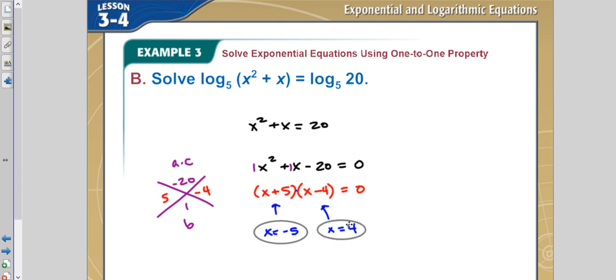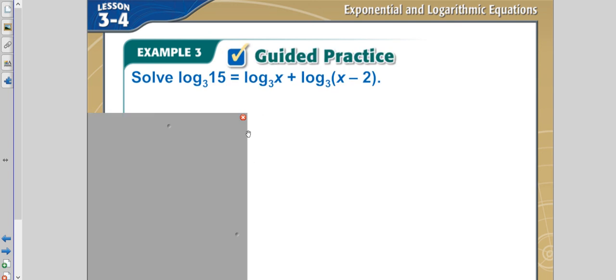If you solve this, remember, it would only give you one answer. This is why I like the graphing technique. If you graph this as F1, this is F2, you come up with both answers that way. Here's one for you to try.